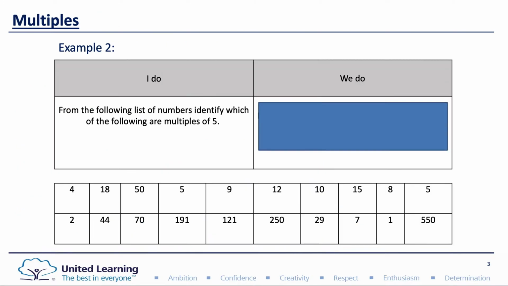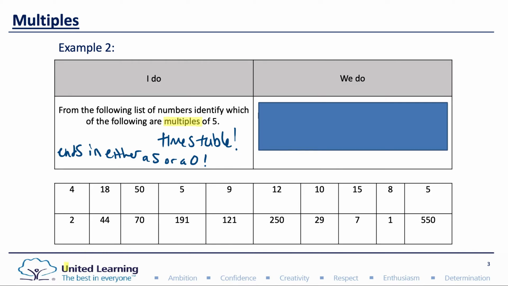So first thing I want to take a look at is, from the following list of numbers, identify which of the following are multiples of 5. What I would do is go through with either my highlighter or my pen and find all of the multiples of 5. Don't forget, multiples, think times table. I know that anything that is a multiple of 5 ends in either a 5 or a 0.